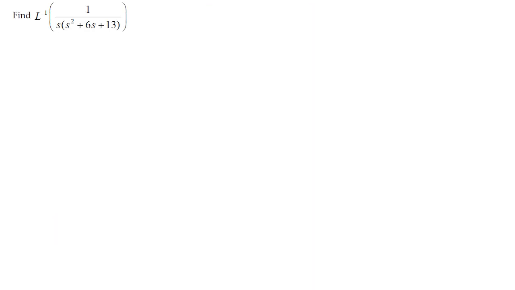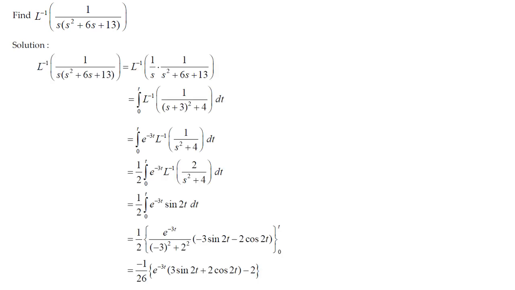Now let us see a sum based on inverse Laplace transform. We have to find the value of L inverse of 1 by s into s square plus 6s plus 13. Here I have shown the solution. First I have simplified the quadratic, s square plus 6s plus 13, in the form of s plus a the whole square plus b, which gives s plus 3 the whole square plus 4. After that I applied the formula, and when simplified I got minus 1 by 26 e to the power of minus 3t times 3 sine 2t plus 2 cos 2t, minus 2.